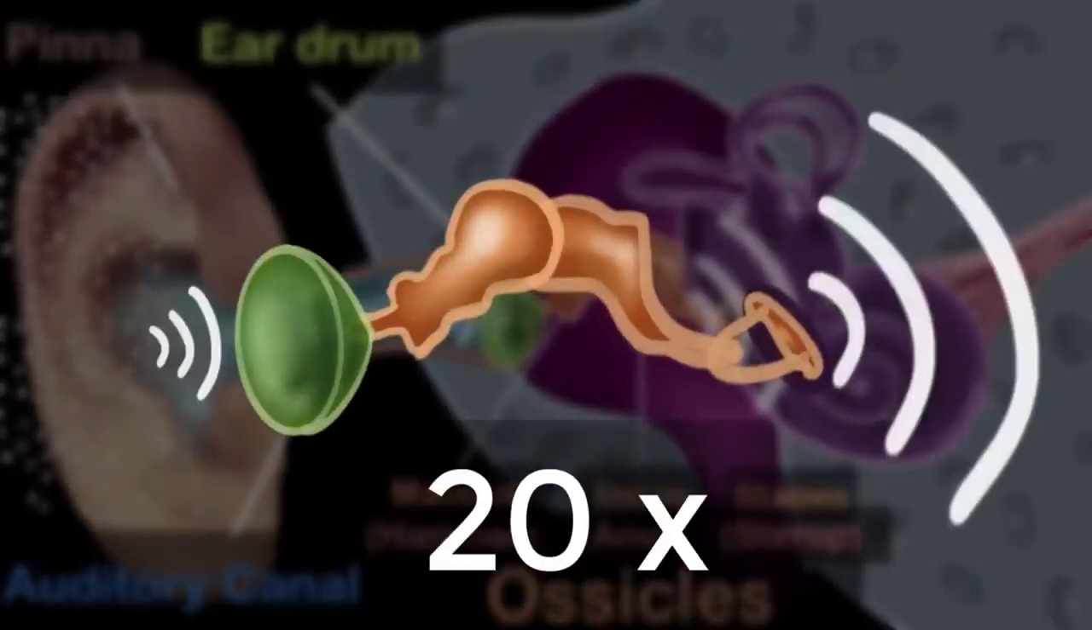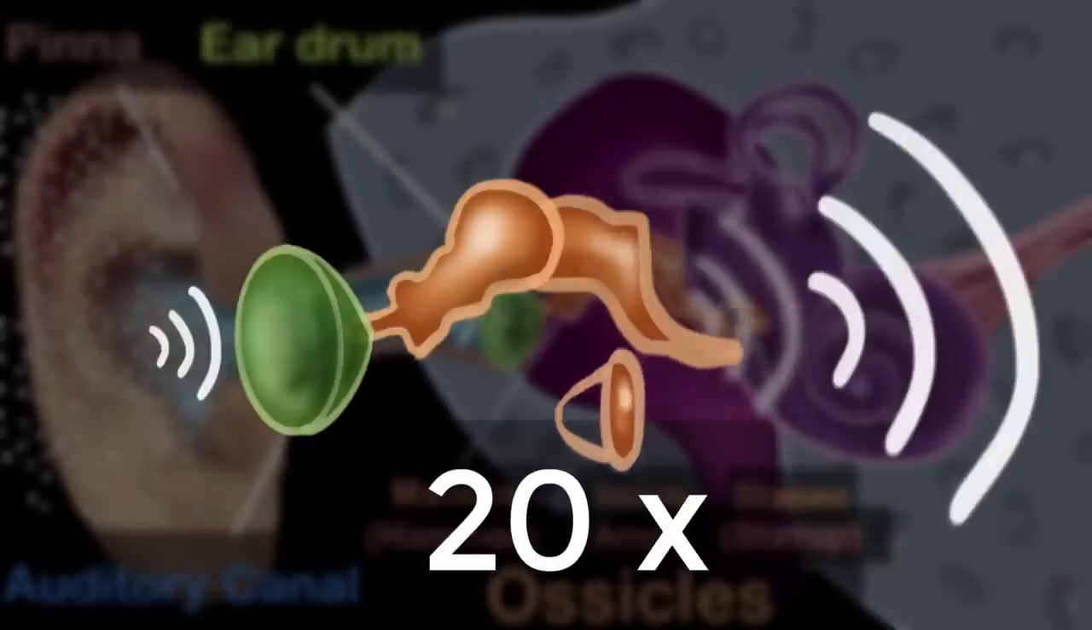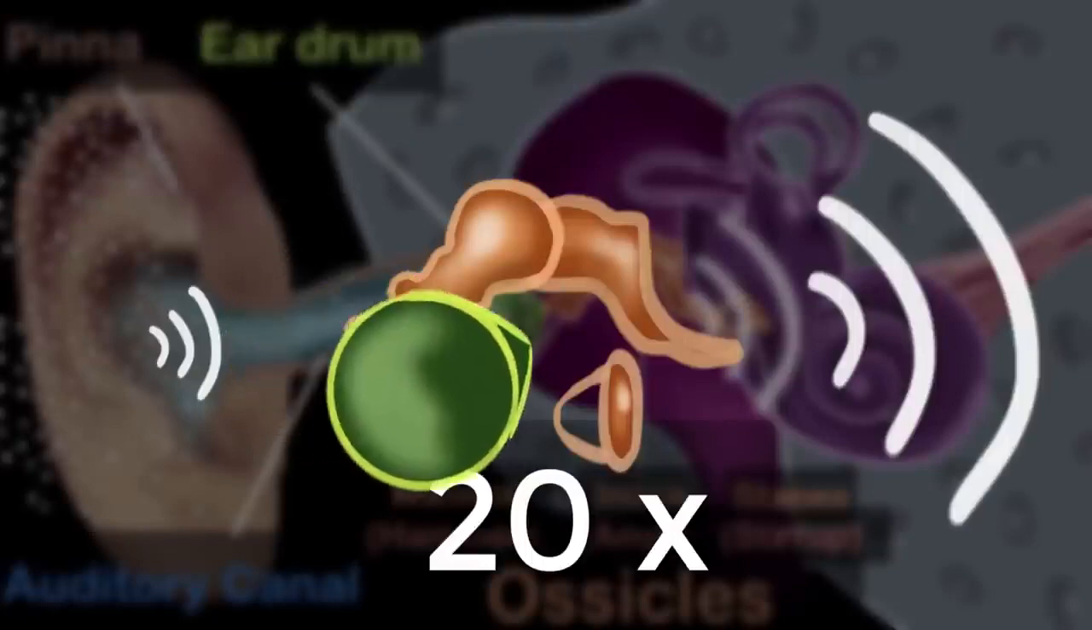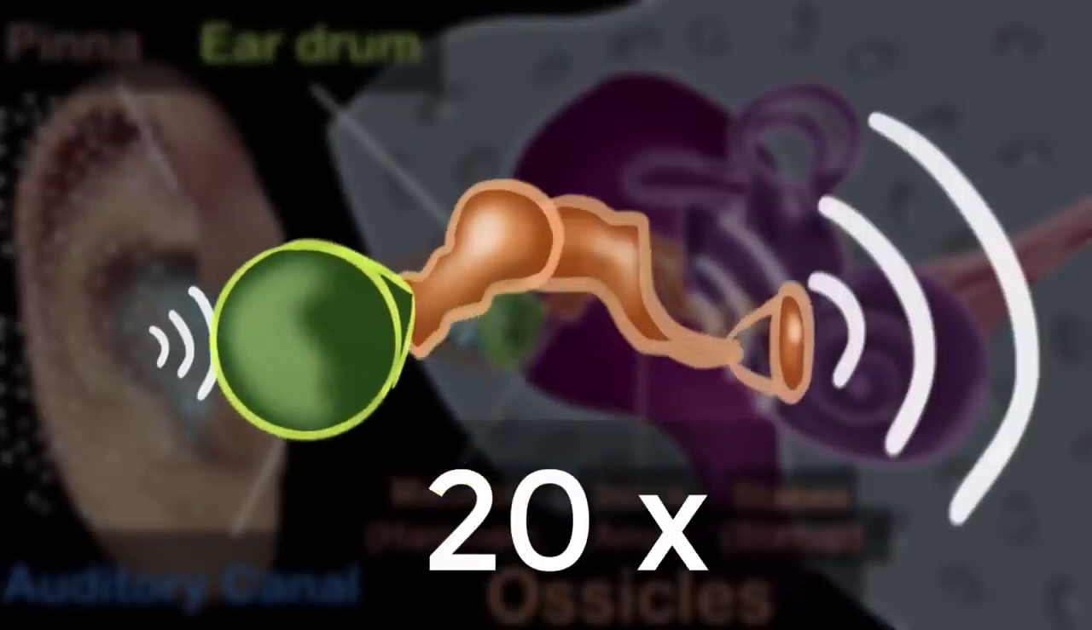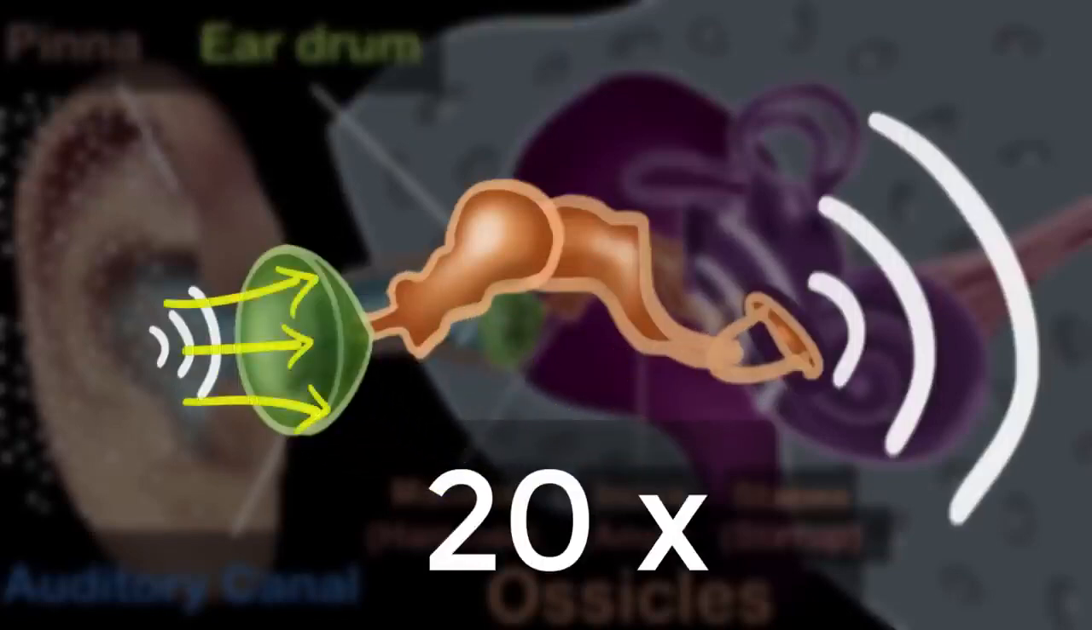But how do they do that? Well, just take a look at the base of the stapes. It has such a small area compared to that of the eardrum. So when the force gets transmitted from the eardrum to the stapes, it gets concentrated in a very tiny area. And you might know when you concentrate force in a very tiny area, you increase its pressure.